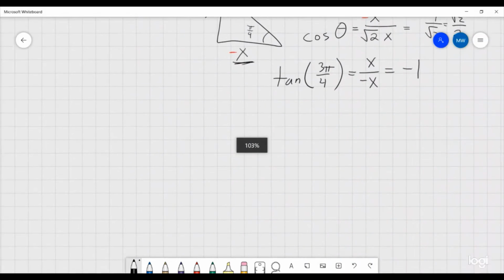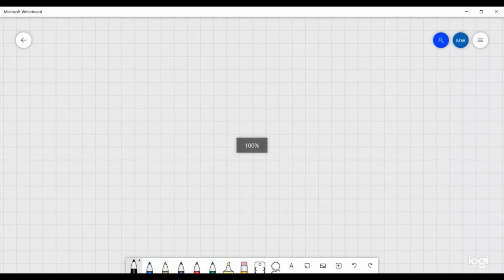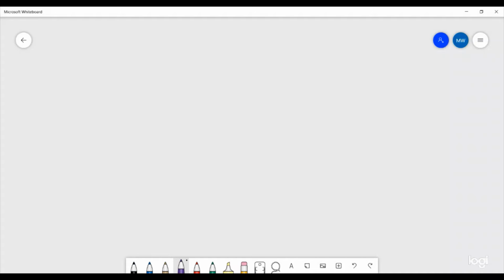Now, something else that we might have to do is we might have to be able to combine the inverse functions. So this is also sometimes written as arc cosine. This is the inverse function of cosine.